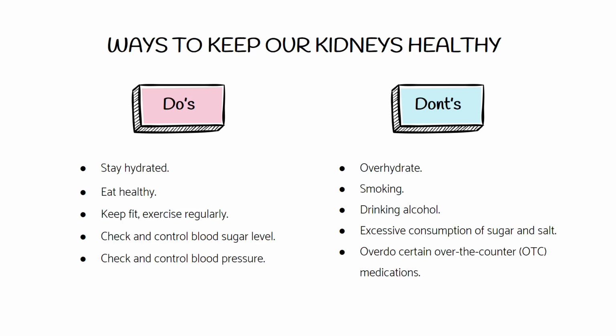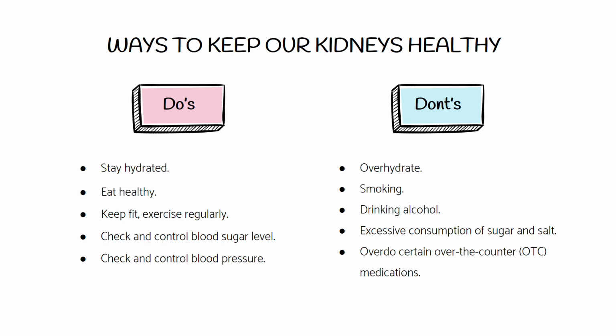Number 4, we must always check and control our blood sugar level. About half of the people who have diabetes do not know that they have diabetes, and about half of the people who have diabetes will develop kidney damage. Therefore, we need to check our blood sugar level regularly. Lastly, we must check and control our blood pressure. High blood pressure has no significant symptoms, but it can increase the risk of kidney problems.